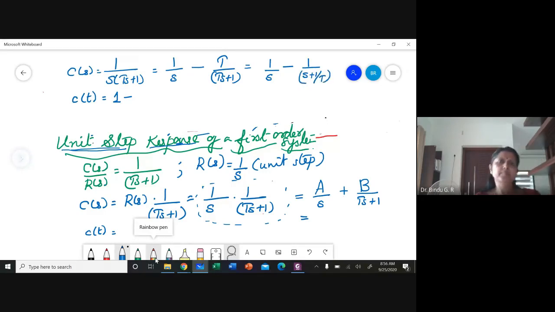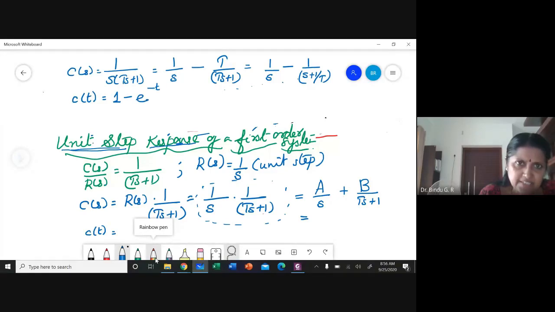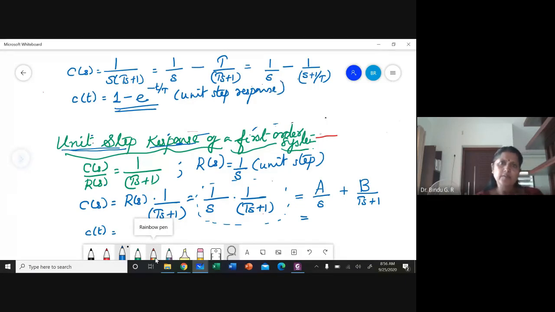Okay, S plus 1 by T. So what is the inverse Laplace transform of this? Anyone? E raised to minus t by T. Correct, correct. This is your unit step response. Okay, this is your unit step response.